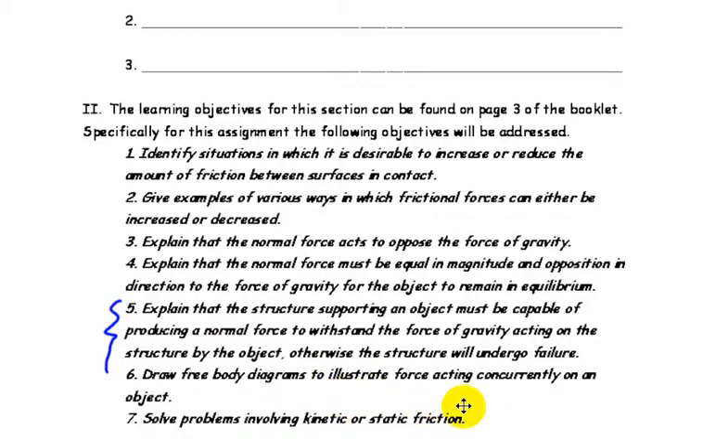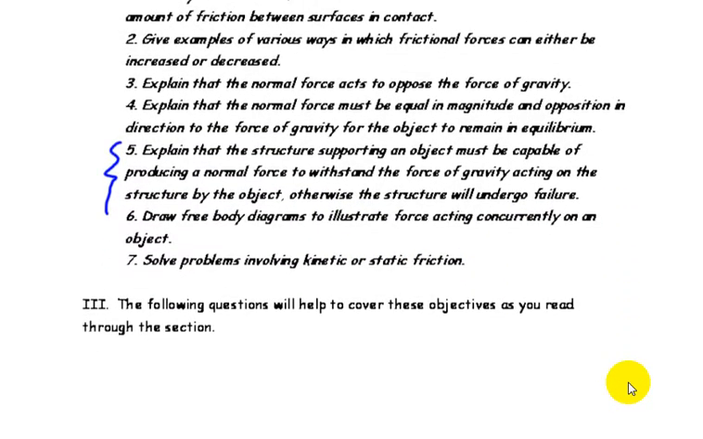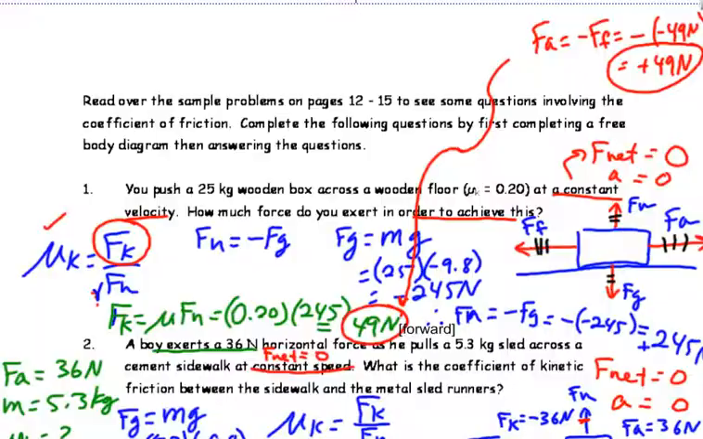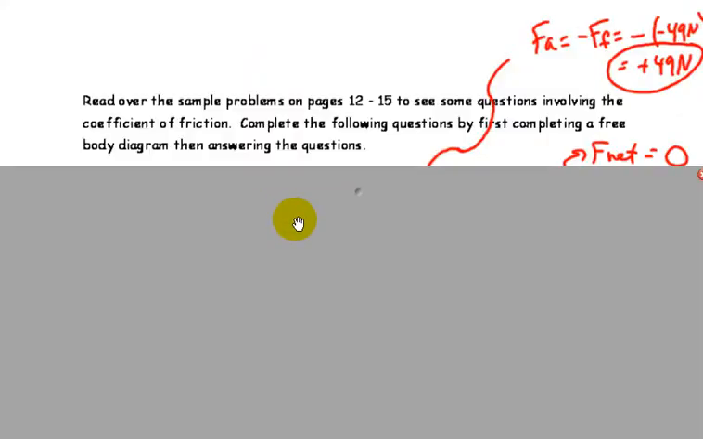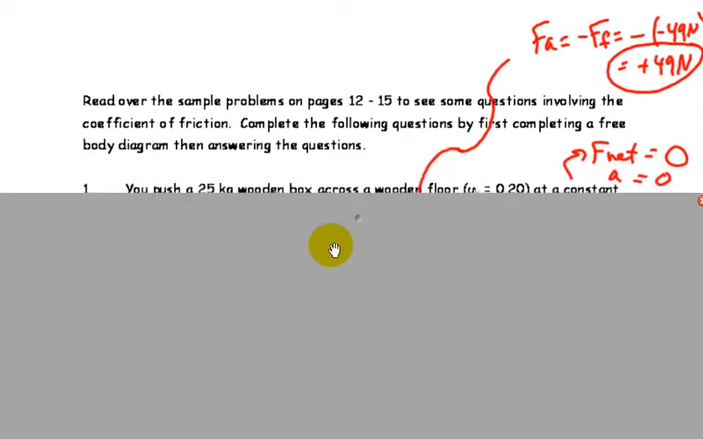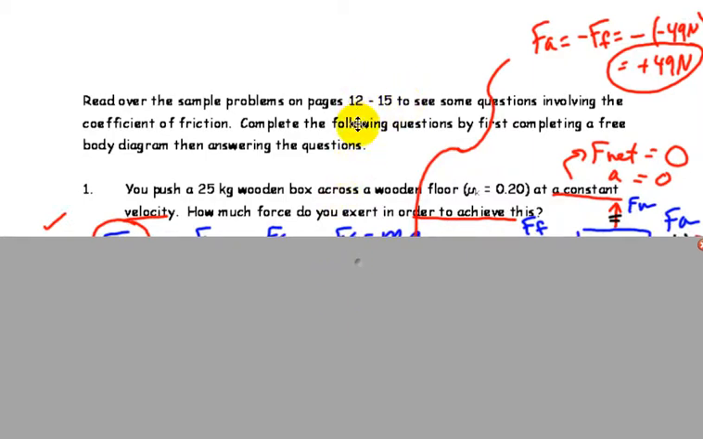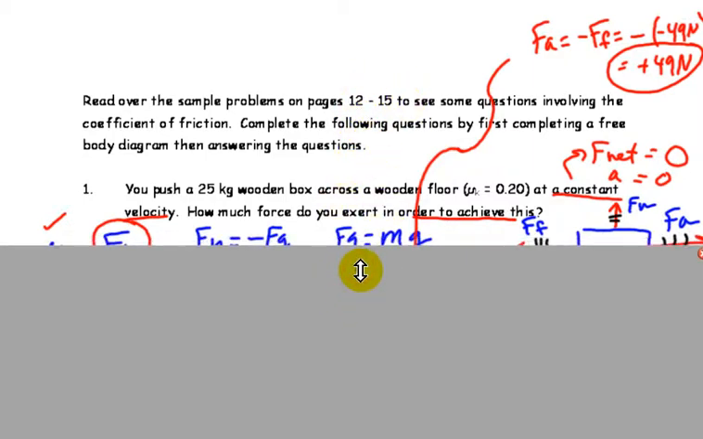Draw free body diagrams to illustrate forces concurrently acting on an object and solve problems involving kinetic or static friction, so moving or at rest. So the first part of this book will look at situations involving objects on a flat surface, and then there'll be a quiz for that, and then the second part looks at inclined surfaces, and there'll be a quiz concerning that one. Okay, so there are tons of examples in the book. Here's some that we'll do together.